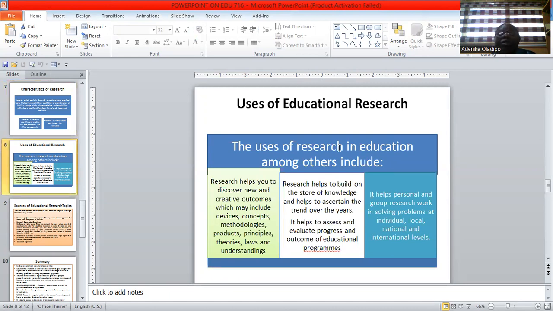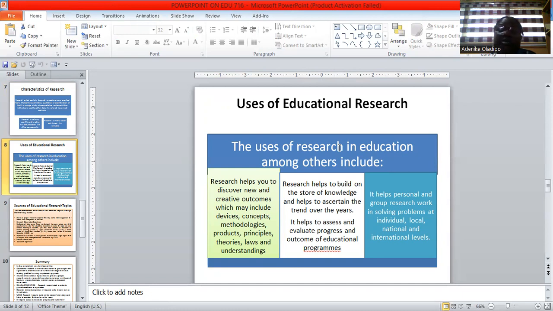Now, let us talk about the uses of educational research. What are the uses of educational research? Having carried out a research, what are the uses? Research helps us to discover new and creative outcomes. And these new and creative outcomes may include the use of devices, concepts, methodologies, products, principles, theories, laws, and understanding.